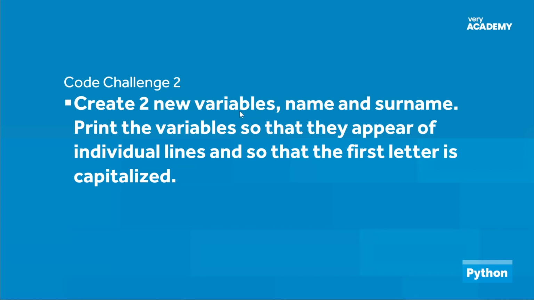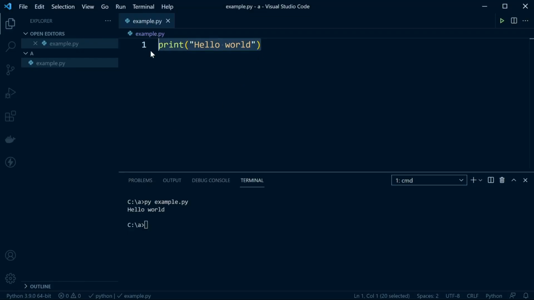So let's get this done. The solution here: we need 2 new variables, name and surname. They need to appear on individual lines and the first letters must be capitalized. So name equals, and then let's bring up a name. Let's assume they're not capitalized here, so that we can actually capitalize them in our program. And then we've got the surname. Surname equals, and then again in lowercase.